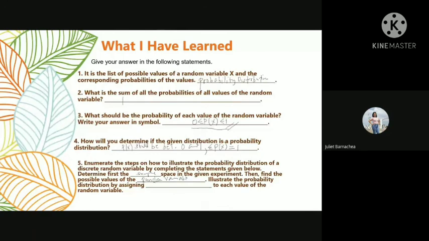Illustrate the probability distribution by assigning, siyempre, probability to each value of the random variable. So, yan.